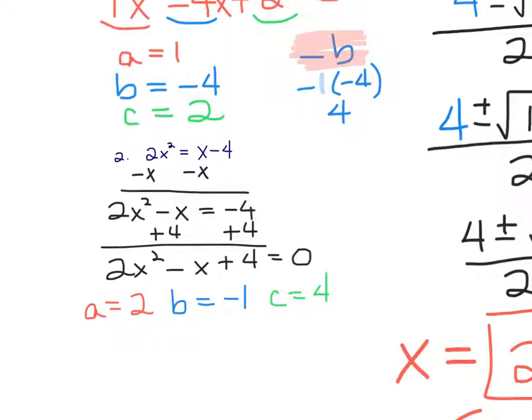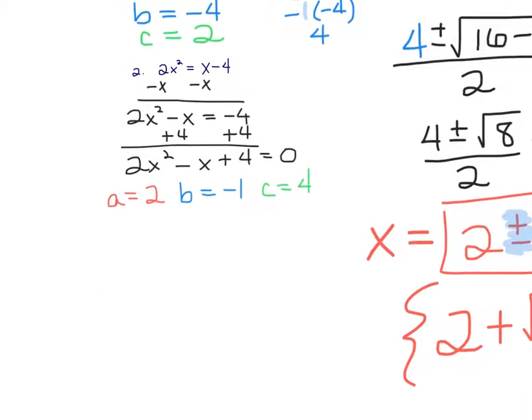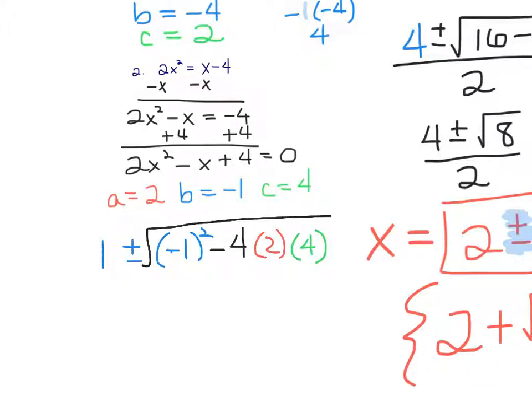So now that I found a, b, and c, I'm going to plug it into the formula. And the formula again is opposite of b, or -b. So opposite of -1 is +1. And then -1 squared minus 4 times a times c, all divided by 2 times a.